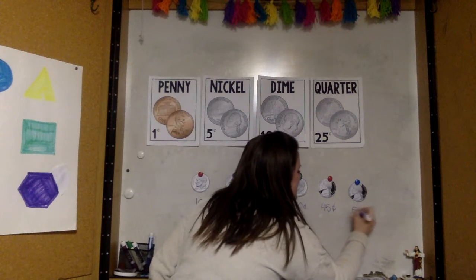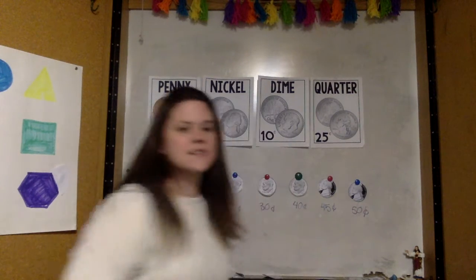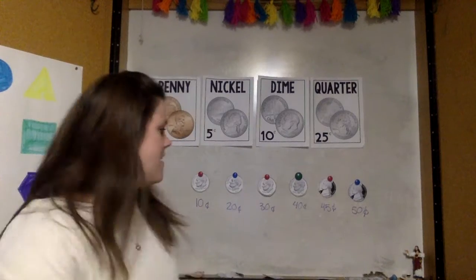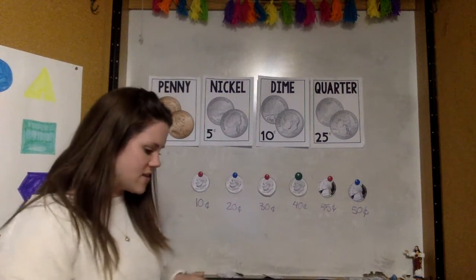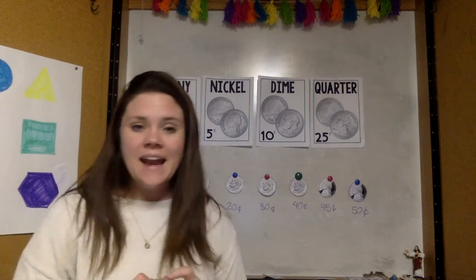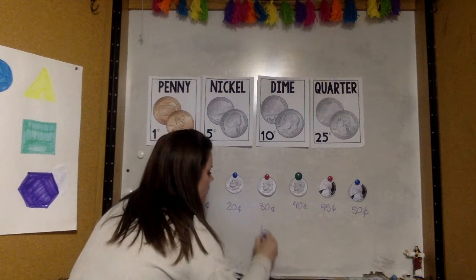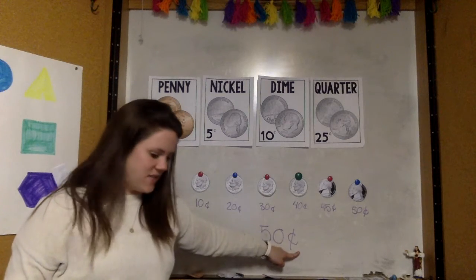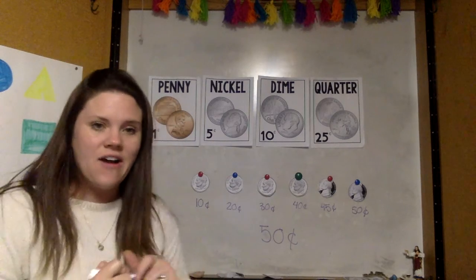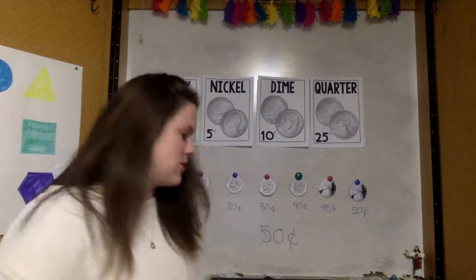50. 50 cents. That's right, because 5 and 5 makes 10. My 2 nickels give me another 10. So all together, Pat has 50, and our symbol for cents. Pat has 50 cents. All right, let's do the 2 problems underneath.